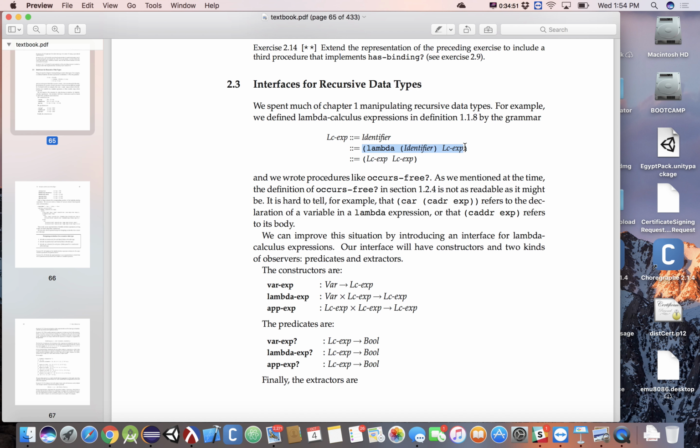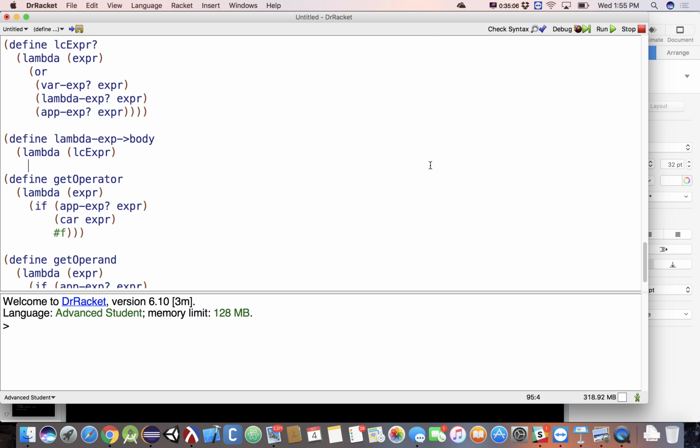Here's our lambda expression. How do I get the, well, which piece of that is the body? This guy, that's the body of it, right? How do I extract that one piece? CADDR? Yep. So this guy's going to return the CADDR of our lambda calculus expression.